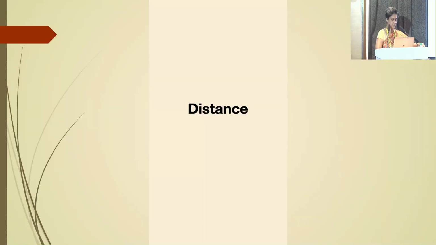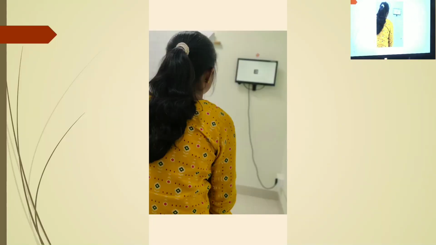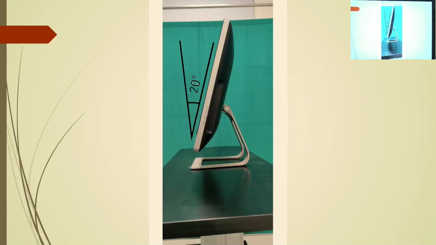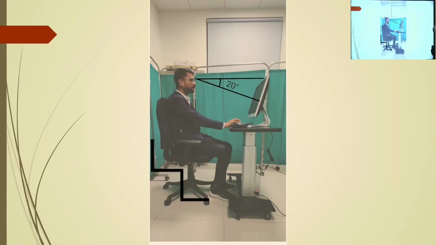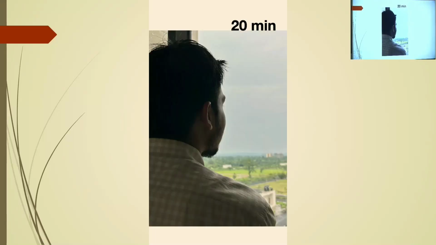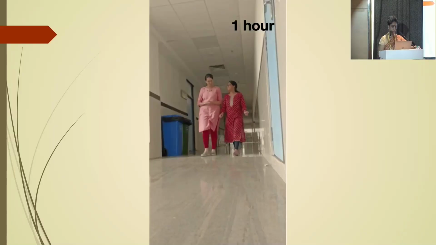Distance, for example: mobiles at 1 foot, laptops at 2, televisions at 10. Angles: a backward tilt of the screen by 20 degrees, looking downward from your eye level by 20 degrees. All lower limb joints at 90 degrees each. Time rules expect you to blink once every 5 seconds, to look at a distance of at least 20 feet for 20 seconds every 20 minutes, or simply close your eyes, and every 1 hour just get up and move.